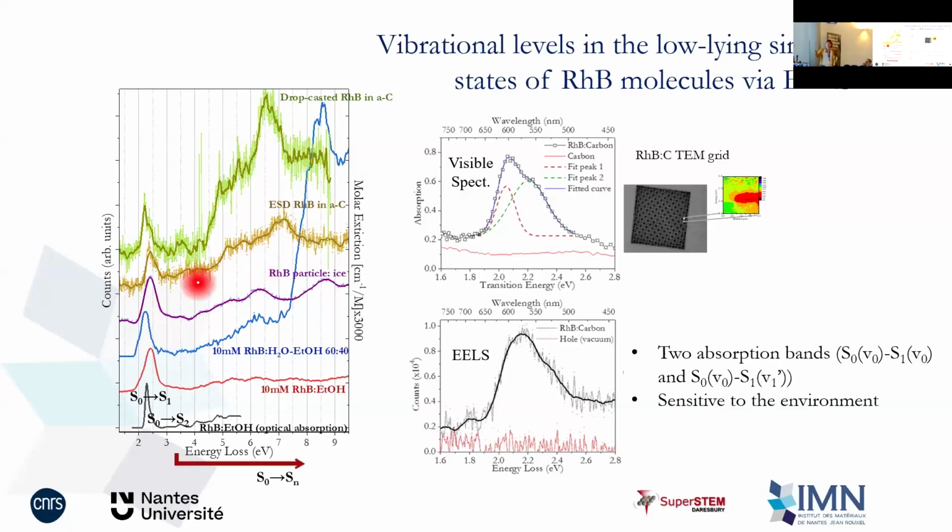But in the super STEM, where I was before, I was looking at solids, so drop casted rhodamine and also electrospray rhodamine in carbon, where there are some differences. And this noisy spectra here has even more information because you have much higher energy resolution. At the time, it was something from 15 to 35 milli-electron volts or so. And with that type of energy resolution, you can see fine structure. And this is vibronic states within the excited electronic states. This is a side thing.